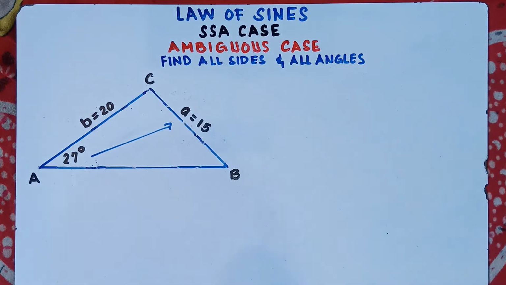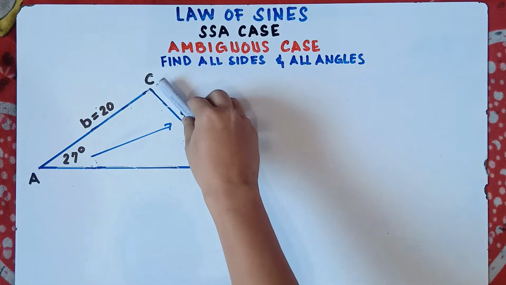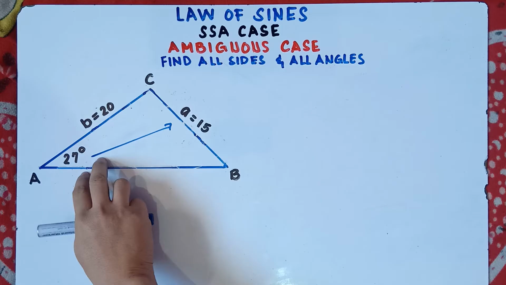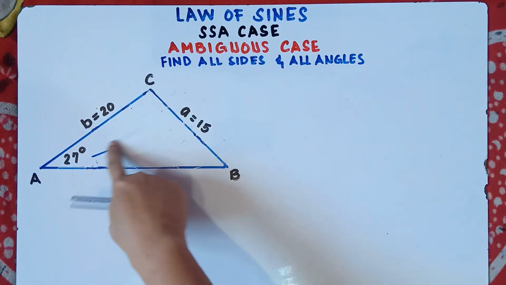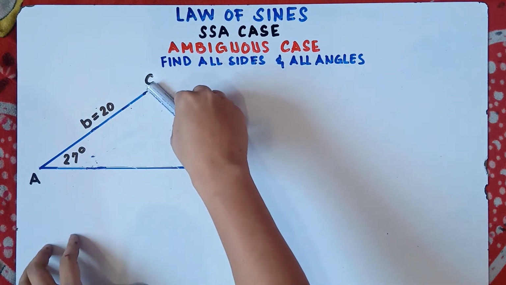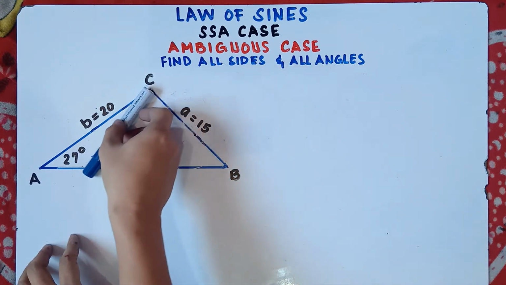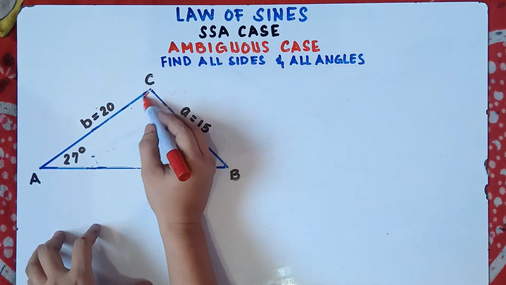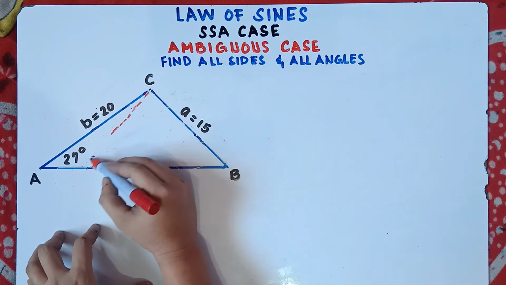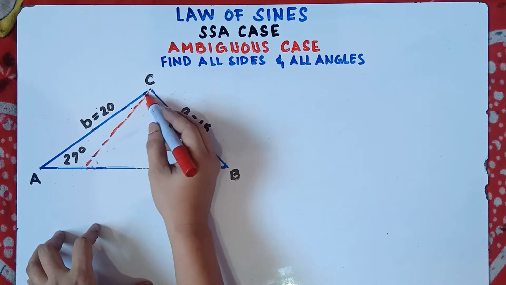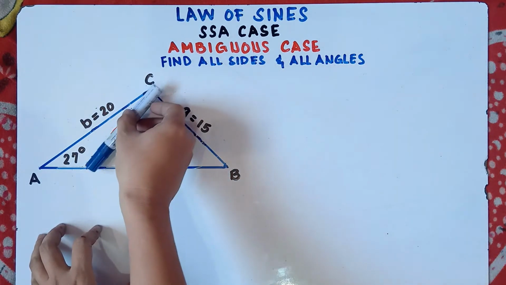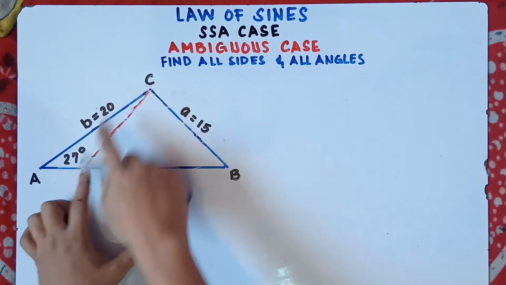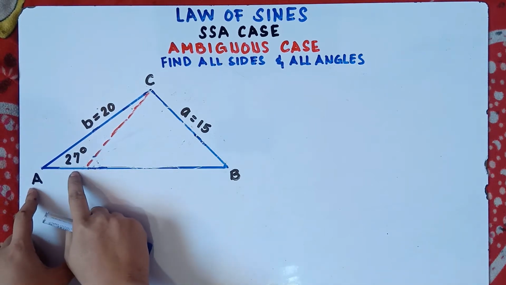Now, what if you have this kind of illustration? The side opposite of this angle, 27 degrees, is less than the side right next to this angle. We have two triangles. Why is that, sir? Because if we rotate this particular side, class, if we rotate this one here, you will have two triangles. Once again, you rotate the side here, and you can form another triangle, right? You can form another triangle in which you will have the same length, that is 15. You will have the same side B, and you will have the same angle A, that is 27 degrees.